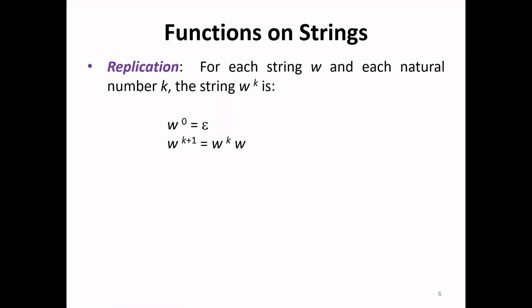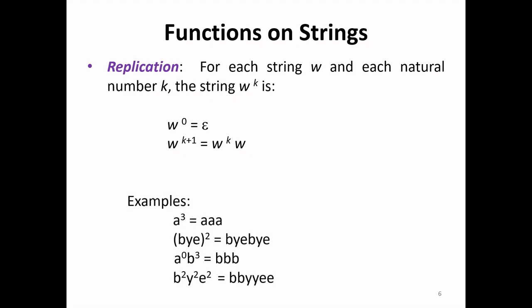The next function on strings is replication. For every string W and each natural number k, the string W raised to k is defined as follows. W raised to 0, that is k equal to 0, has string length 0. This is possible when the string is equal to epsilon. Next, W raised to k plus 1 is equal to W raised to k concatenated with W.